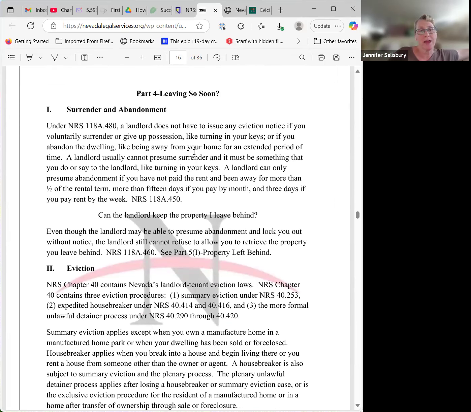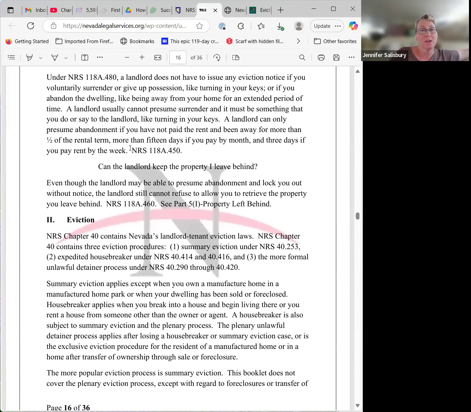So the landlord can presume abandonment if you have not paid rent and been away for more than half the rental term, which is more than 15 days if you pay by month and more than 3 days if you pay by week. So if you haven't paid the rent on, say, August 1st, and by August 15th, the rent still is not paid and nobody's seen or heard from them. And of course, at this point, the landlord should be calling or talking to neighbors or whomever. You can assume that the place has been abandoned. That's actually pretty quick, but that's good. That's a good thing because you don't want any issues.